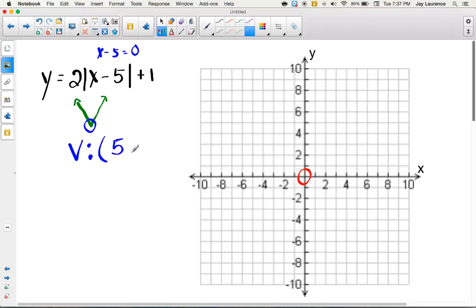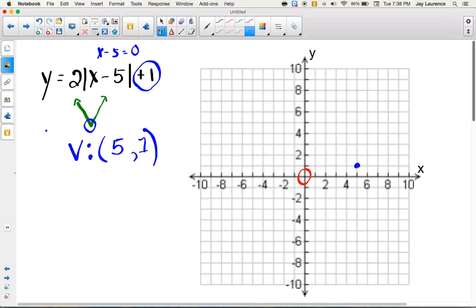Now, the y coordinate is simple. Don't go doing a bunch of stuff for the sake of doing it. This is not the y-intercept. Instead, it's the y coordinate of the vertex. So, the vertex for this graph is at the point 5, 1. Okay, now, the only other thing you need to know is the slope.